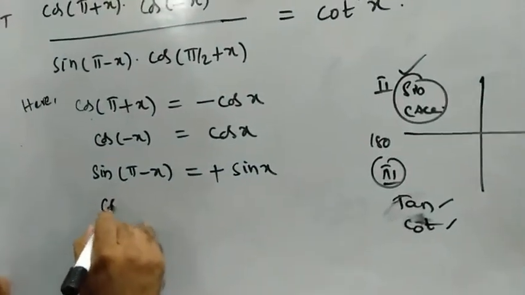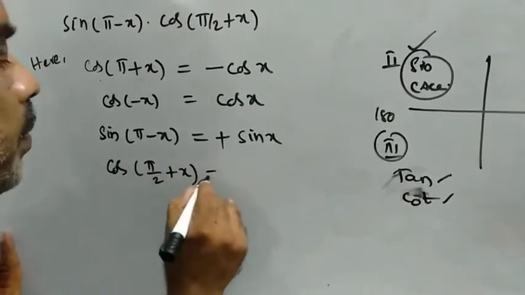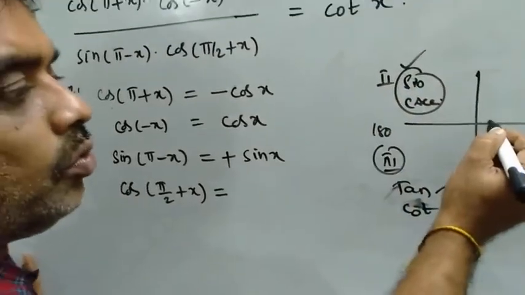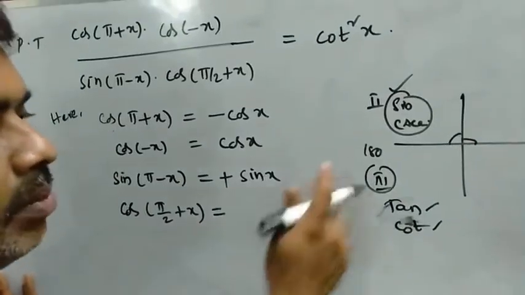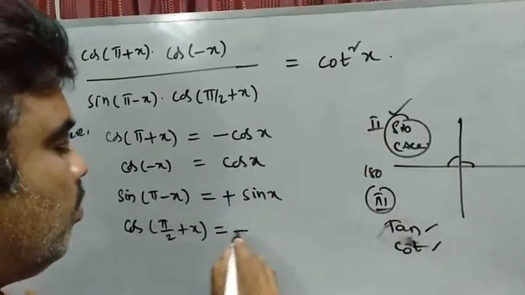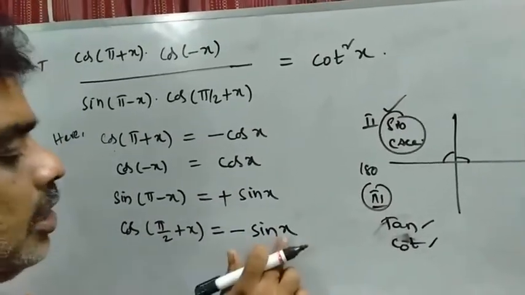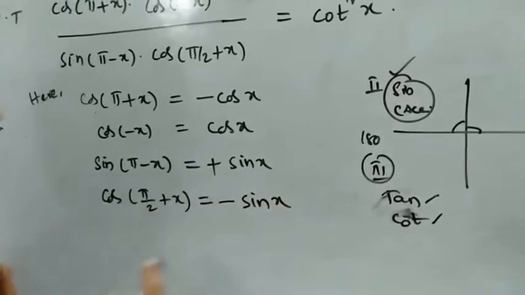And the last one, cos pi by 2 plus x. Cos pi by 2 plus x, that also comes in the second quadrant. Here 0 to 90, here 90 to 180. So pi by 2 plus theta means that will come in the second quadrant. Here cos is negative, so minus sin x. Cos changes to sin because it is the multiple of pi by 2, sin x.